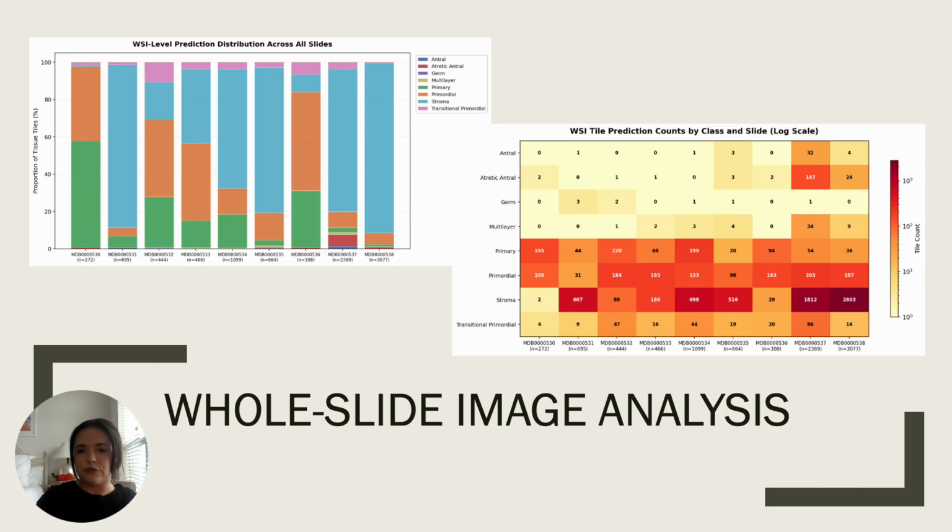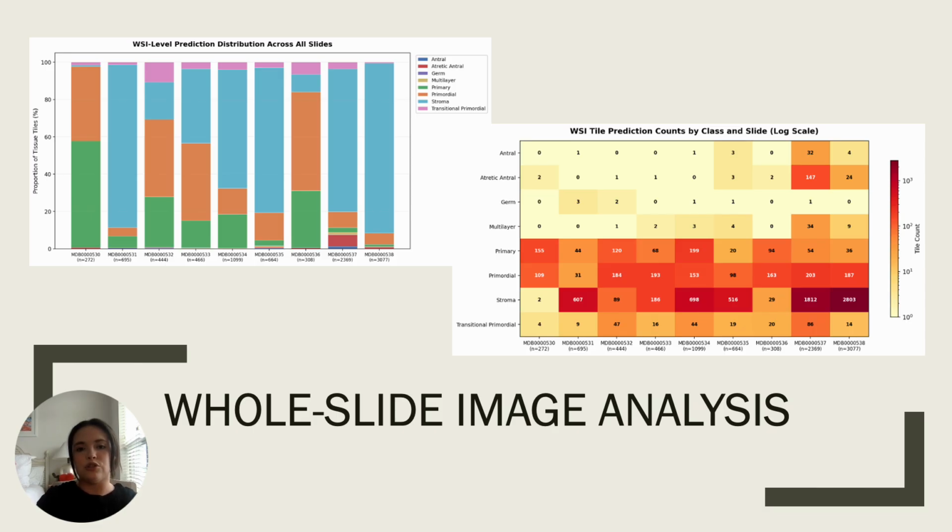Here we have 2 different visualizations of the distribution of predicted follicle counts across all 9 slides. The stacked bar graph shows the percent composition for the different classes identified on each slide, while the heat map enumerates the tile count per class across the slides.